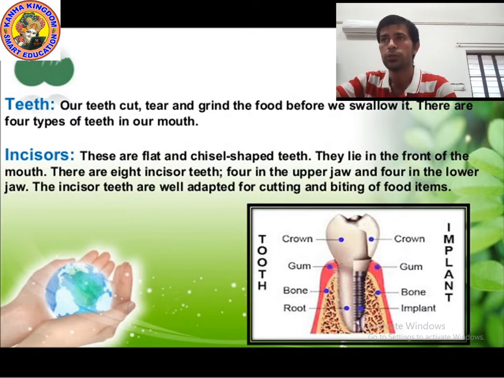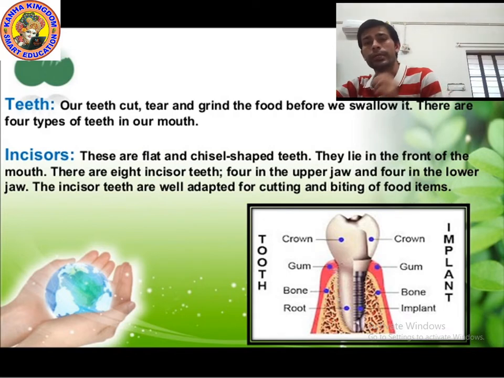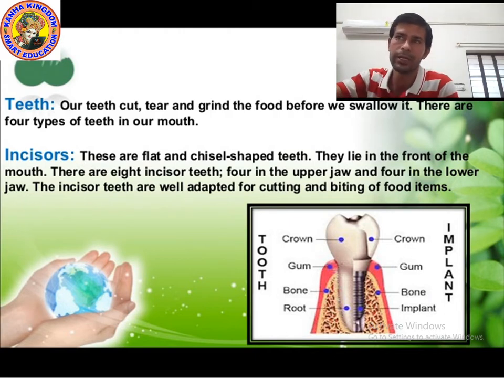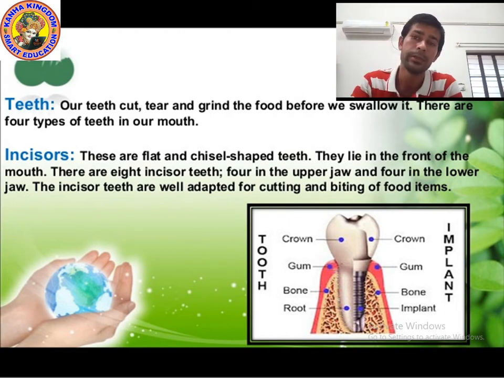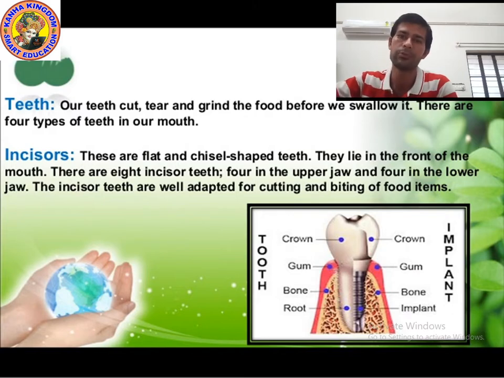Okay, so what is their work? They cut and bite the food item. Remember, they cut and bite the food. There are 8 incisor, 4 in upper jaw, upper part of mouth, and 4 in lower part of mouth, means 4 in lower jaw. Their work is cutting and biting food item. Okay, and their shape is flat and chisel shape. Remember. Okay, now let's move on the next point.